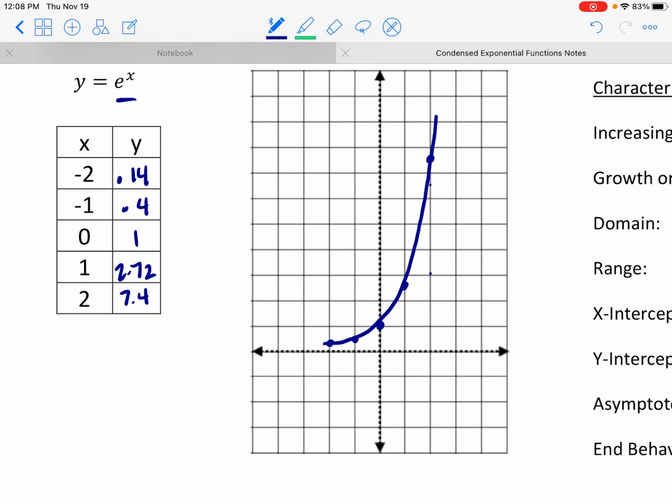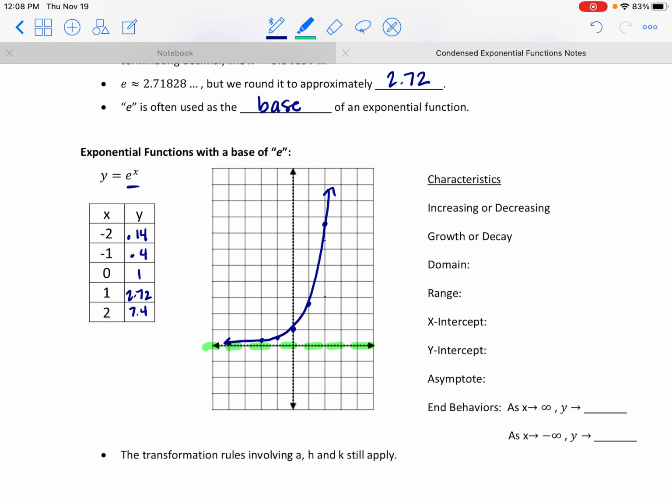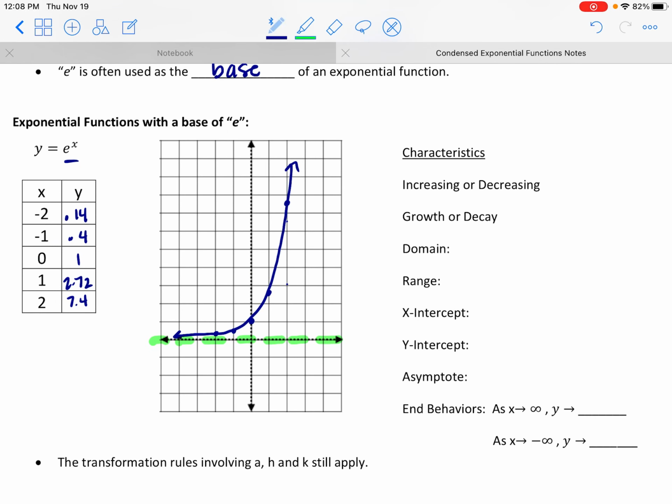It's just another version of exponential growth, where we're going to have a horizontal asymptote in the graph, and then we're just going to grow really fast. It's a base of 2.7, so that steepness would be right in between the 2 and the 3 that we graphed on the other side of the note page, okay? And just for good practice, this is an increasing graph. It is going up from left to right, and it is growth because our base is about 2.72, which is definitely bigger than 1.